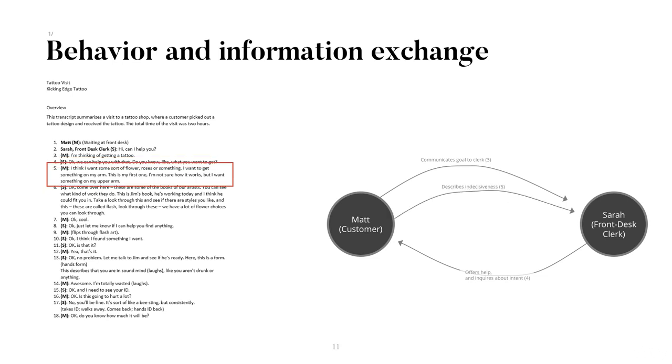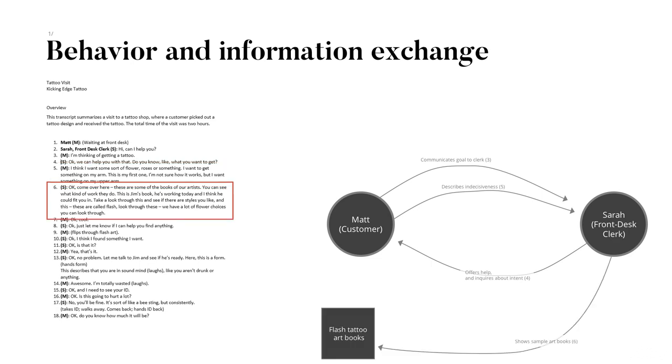Let's keep trekking along through that transcript. The next line, we could start to add more connections between Matt and Sarah. And now in line 6, we'll see that an introduction of an artifact occurs. Sarah is going to start to show example art books to Matt, and Matt can start to flip through them.